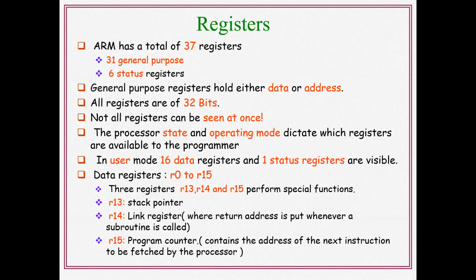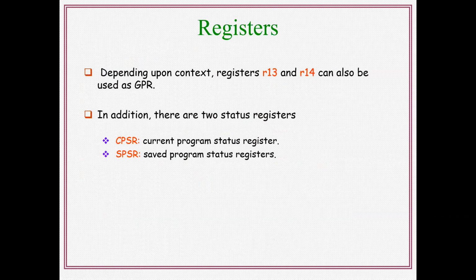R13 acts as the stack pointer. R14 acts as the link register, where the return address is put whenever a subroutine is called, and R15 is the program counter. You know that the program counter always points to the address of the next executable instruction. So R13, R14, and R15 play special roles. Depending upon context, registers R13 and R14 can also be used as general purpose registers.